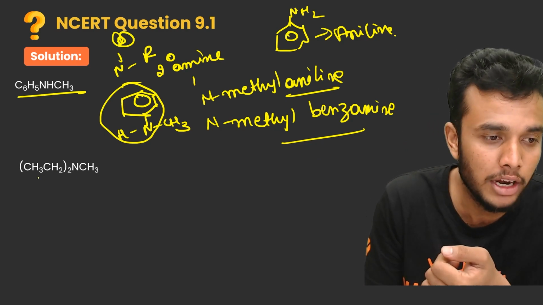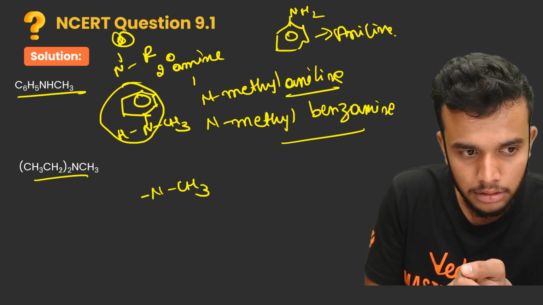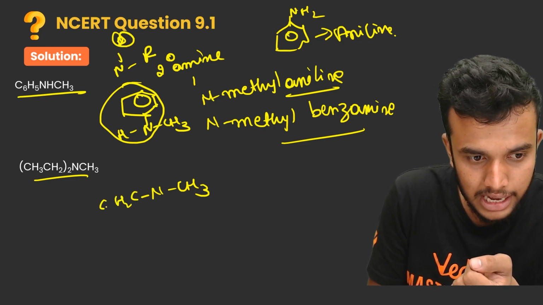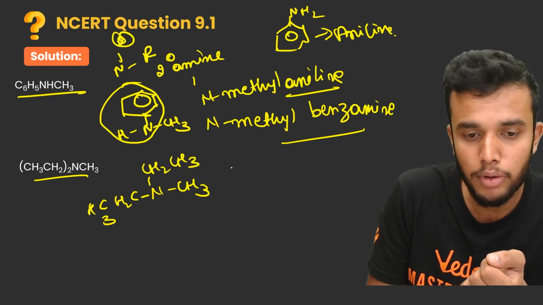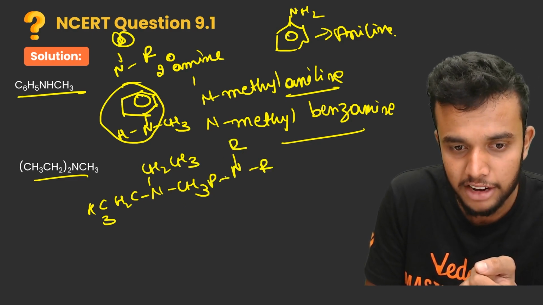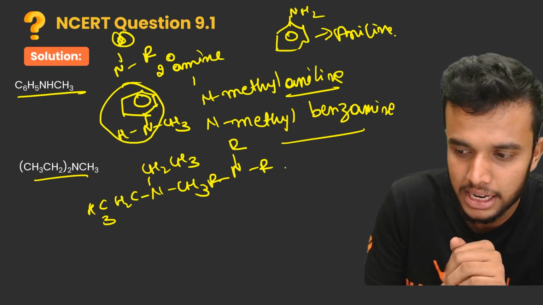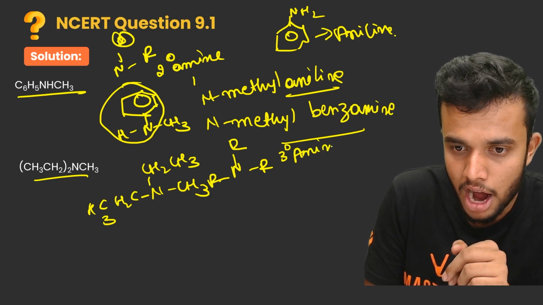Understood, students? Let's move on to the next term, NCH3, with two groups, CH2CH3 and also CH2CH3. The N group is attached to three different R groups. That's why it becomes a tertiary amine. This compound is a tertiary amine. Let's move on to the IUPAC system.